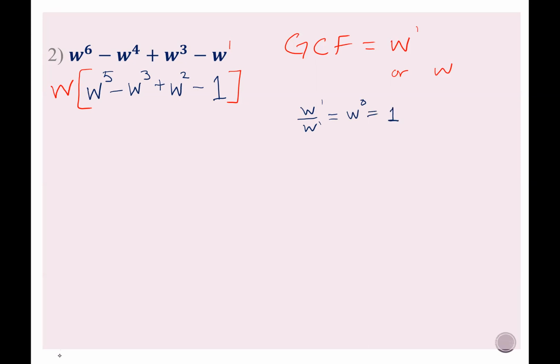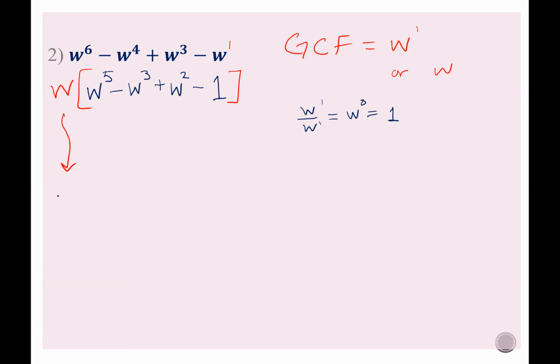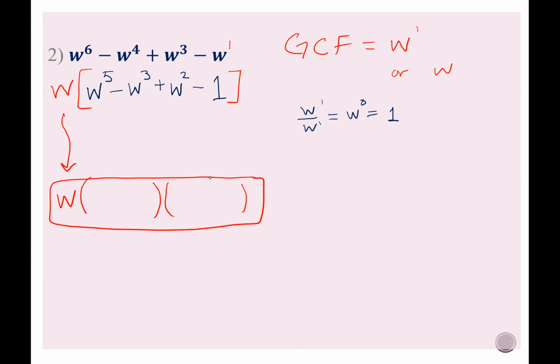Okay, just like last time, after we take out the GCF, we're going to bring it down and write it as part of our final answer. So we know there's going to be 2 binomials, 2 expressions in parentheses, and now we also know that there's a W on the outside. So now that that's all taken care of, now we can go ahead and factor what we have left over. So we'll break it into groups.